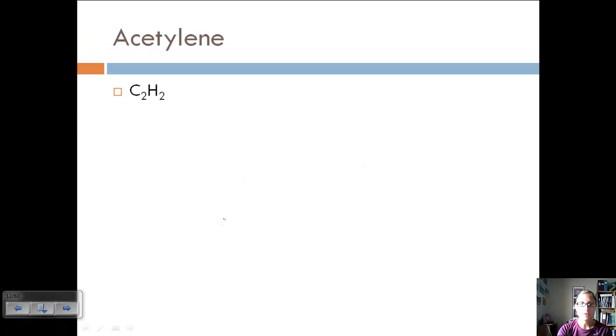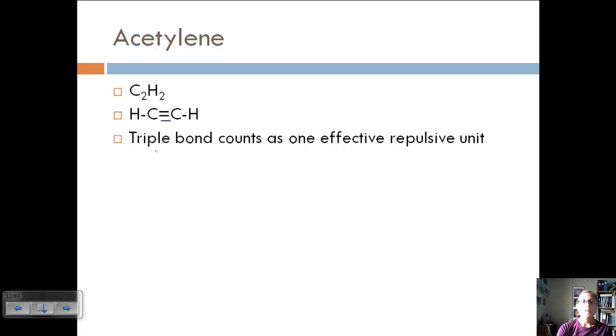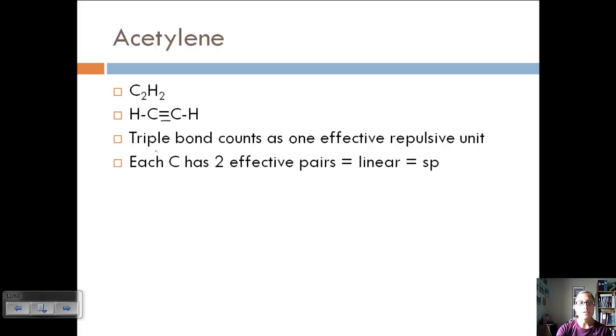So we have acetylene, which is C2H2. It is actually triple bonded. Okay, and so the triple bond is going to count as 1 repulsive unit, so 1 bonding site. So each carbon in this example is similar to CO2 in that it has 2 bonding sites. And so each carbon has 2 effective pairs, and so we say that that's linear, and so it is sp hybridized.